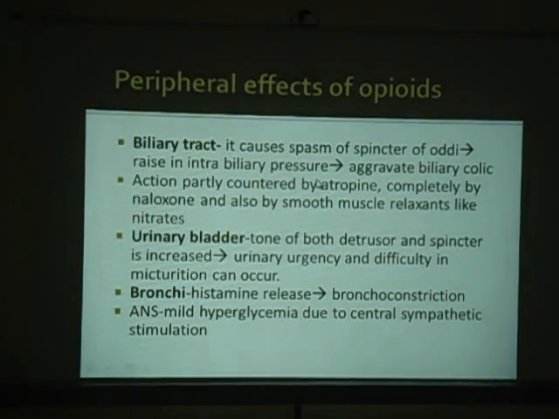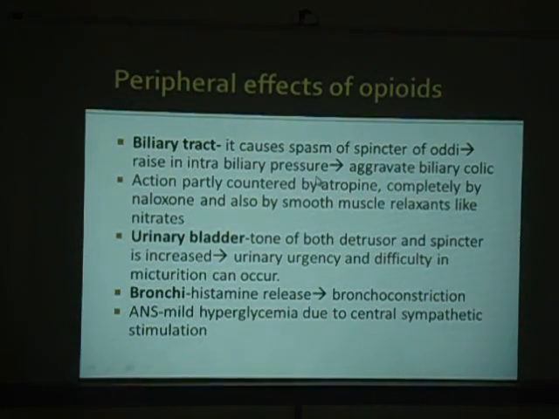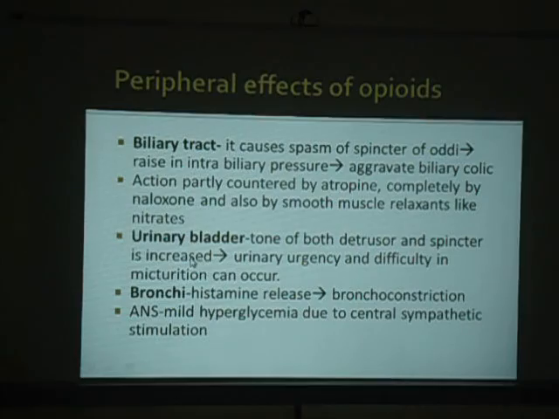So urinary bladder, again it has a negative effect. The bladder wall is relaxed but the sphincter is collapsed. Okay, so here also urinary retention takes place. It can be dangerous. Bronchi: here is a drug which can release histamine. Histamine releases more secretions, and the person can be drenched in his own secretions. It can lead to bronchoconstriction also.